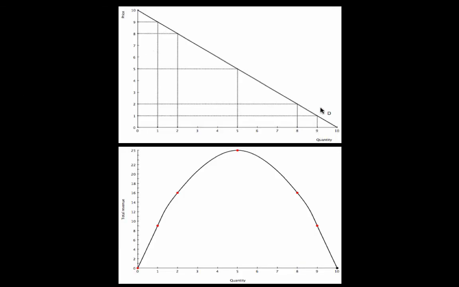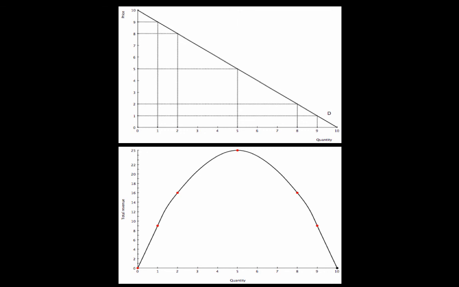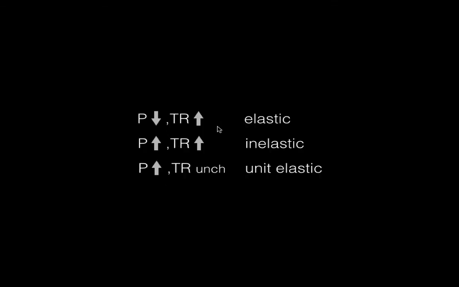If I'm down towards the bottom of the demand curve, these are relatively small quantity changes percentage wise, and these are relatively large price changes. So the price effect is larger than the quantity effect. If I drop my price, total revenue is falling. So these relationships are very important to keep in mind, and you should think of this picture as to why this makes sense, right?